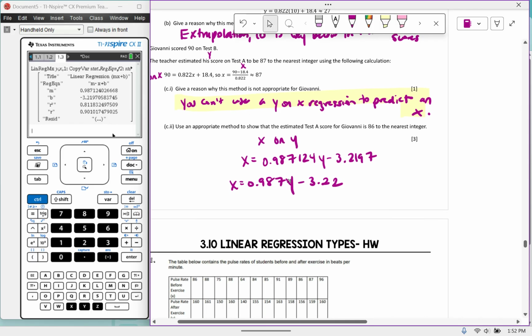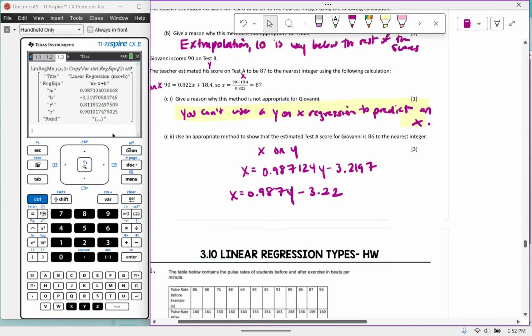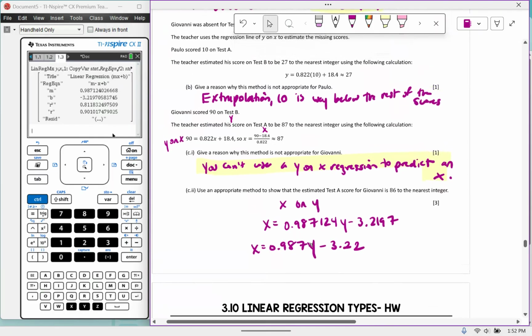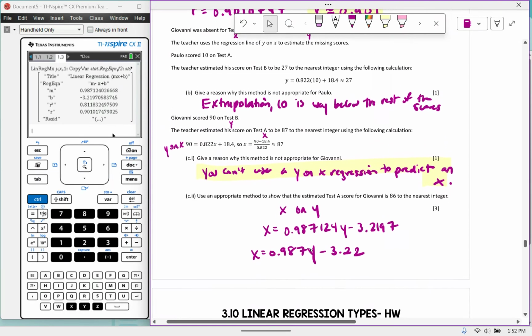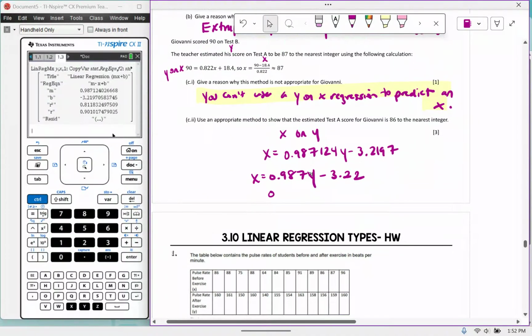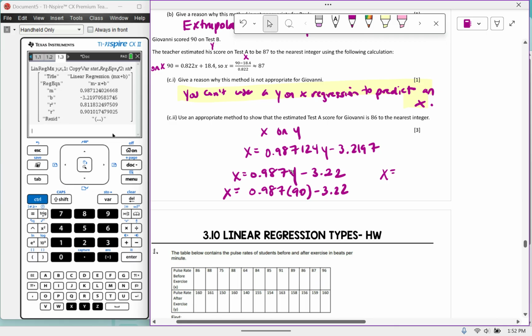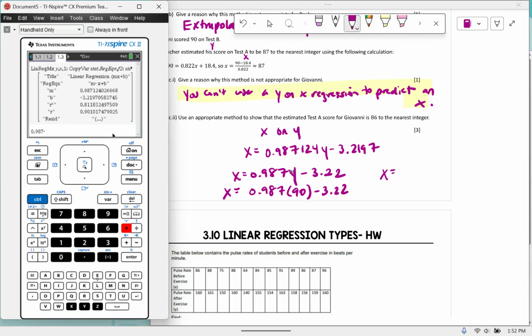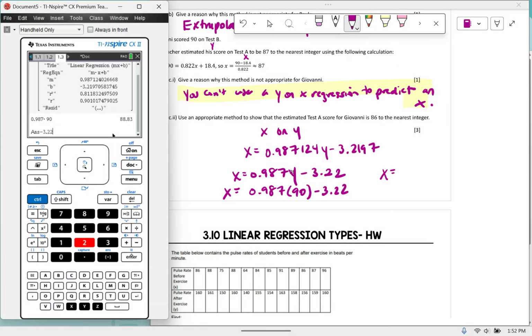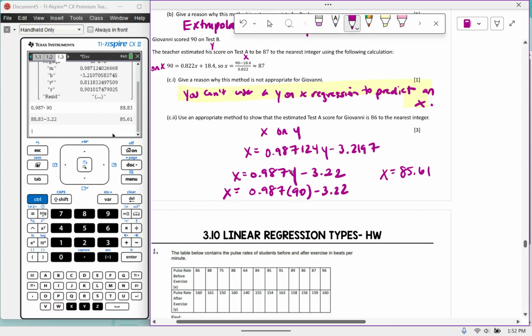Okay. And then now what was he? Use an appropriate method to show the estimated test A score is 86. What was his? Oh, we got a 90. Okay. So 90 is going in for Y. And then you could just do the math. All right, and then we have to show it's 86 to the nearest integer, and it rounds to 86. Okay.